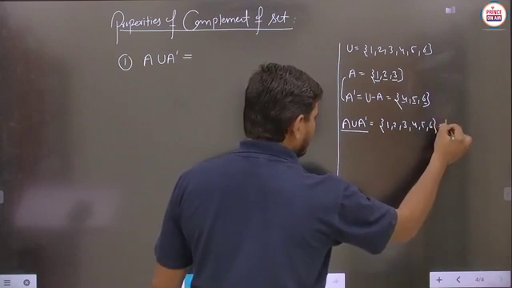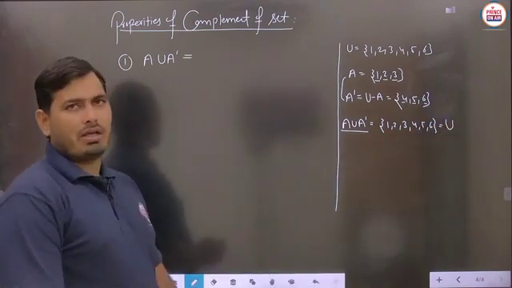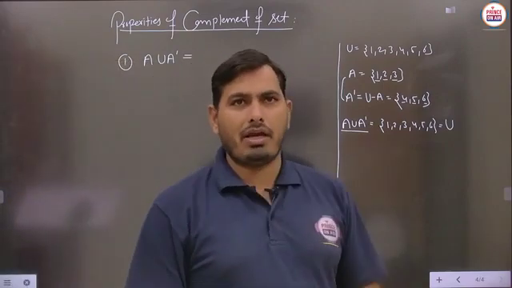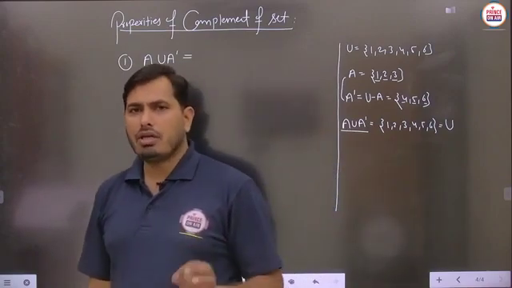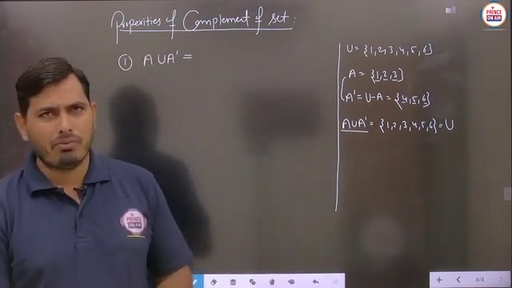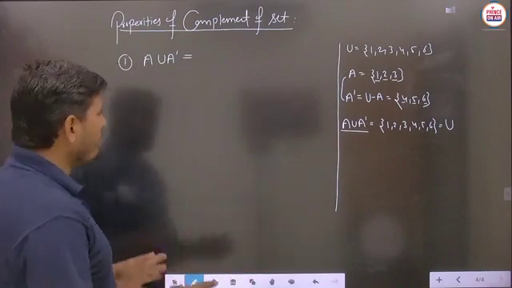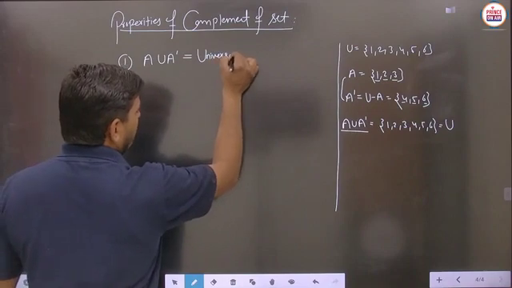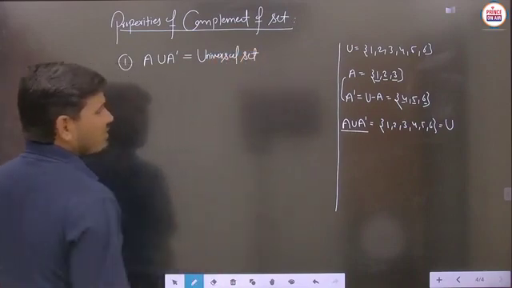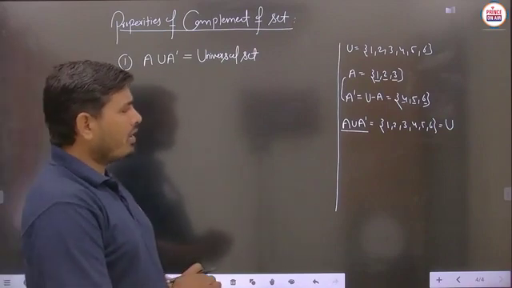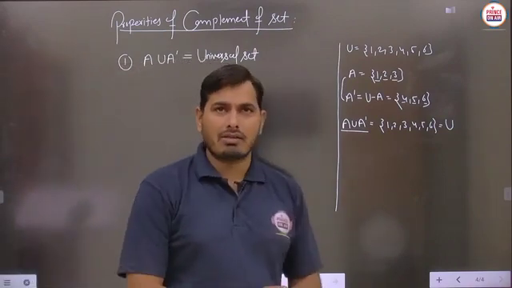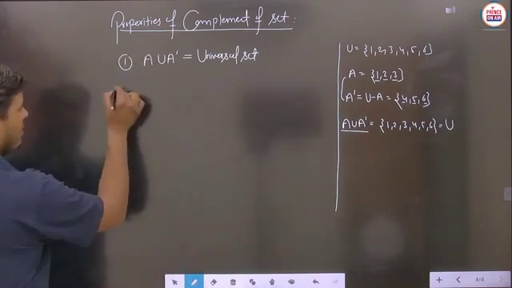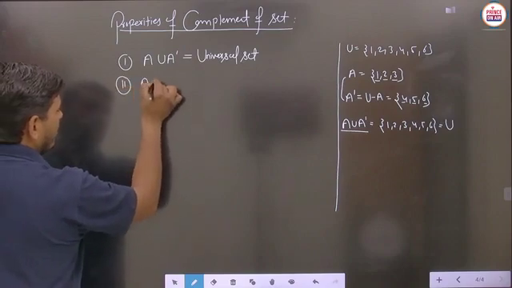And student, you can say that this will always be the universal set. So basically in the very first property, what we are saying is that if we have to calculate A union A dash, A can be any kind of set, no problem. You can check this example here also. So A union A dash will always be the universal set. Is it clear? So if we want to calculate A union A dash anywhere else, then definitely student you will get the universal set.